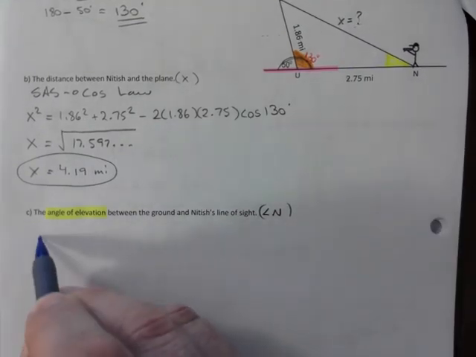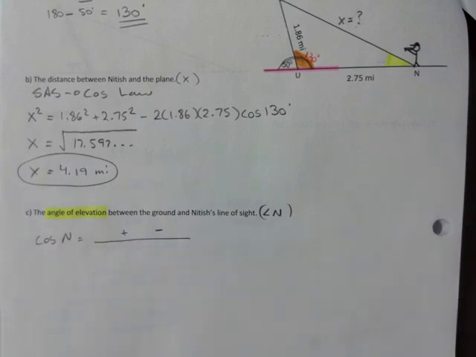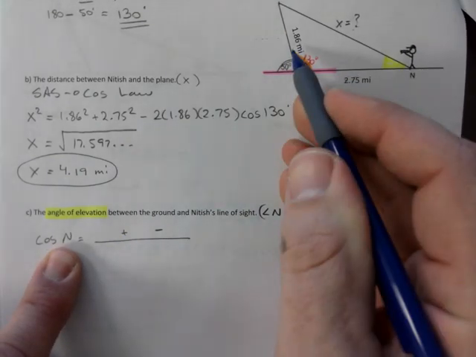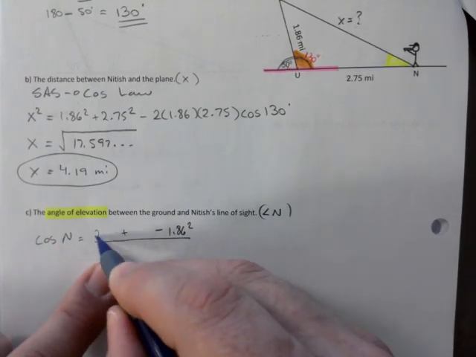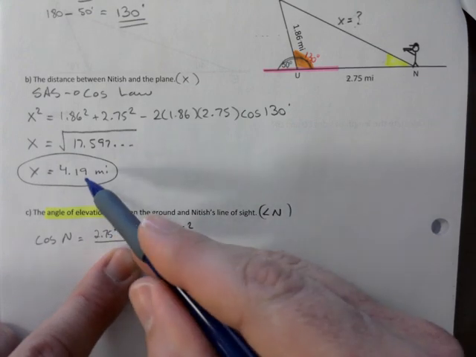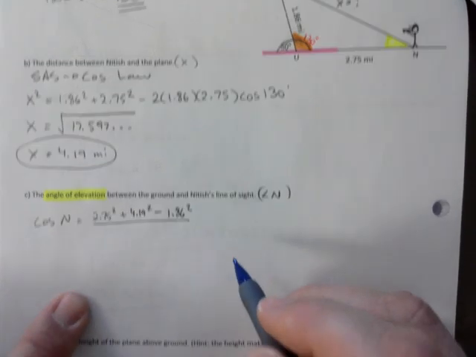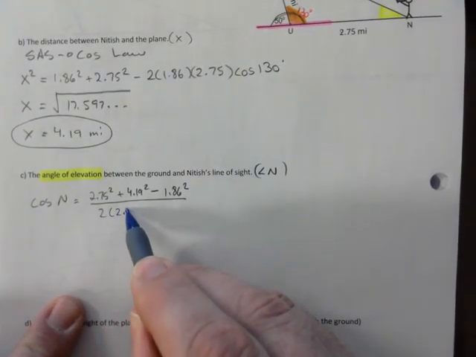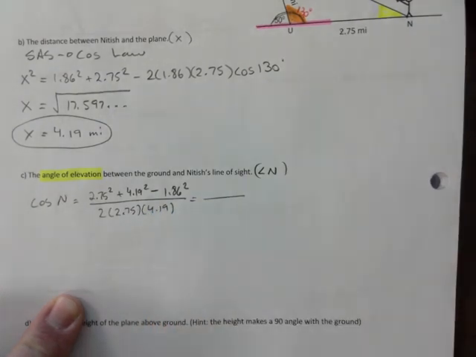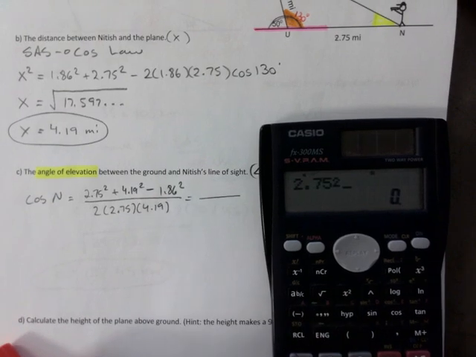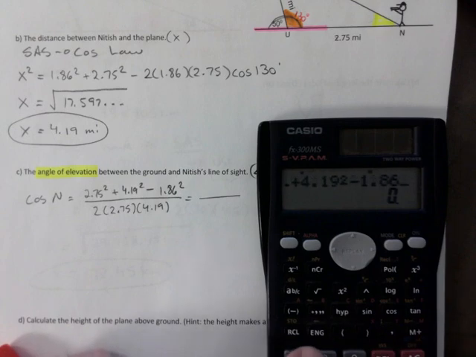So if I want n, then I've got to go cosine of n, add, subtract, right? That's the pattern. The side across from n is 1.86, square it. 2.75 squared. I know the other side, it's 4.19 squared. And then I go 2 times 2.75 times 4.19. Let's figure out what we get. And I encourage you to follow along with your calculators. It helps.